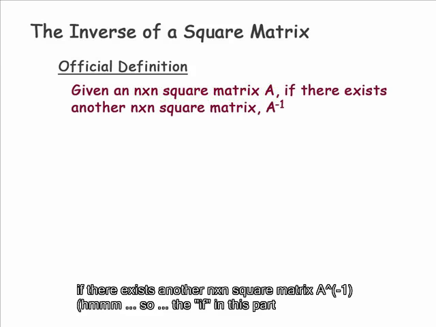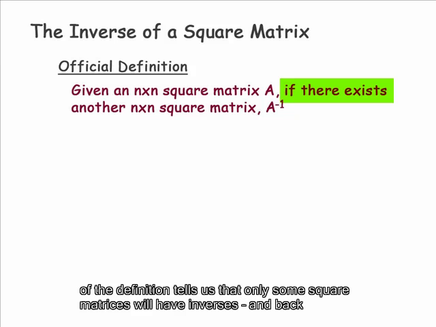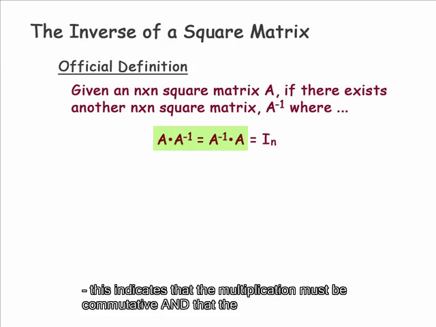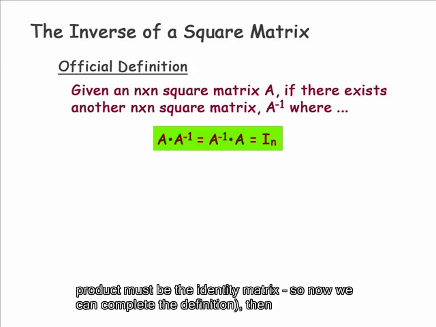If there exists another n by n square matrix, A inverse, so the "if" in this part of the definition tells us that only some square matrices will have inverses. And back to the definition, where A times A inverse equals A inverse times A equals I sub n. Aha! This indicates that the multiplication must be commutative and that the product must be the identity matrix.